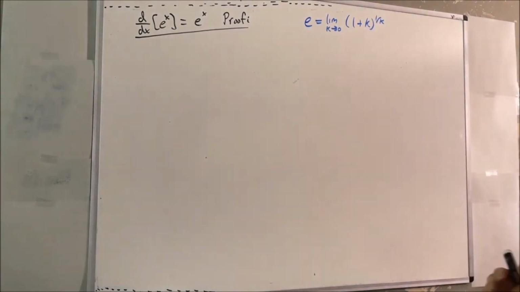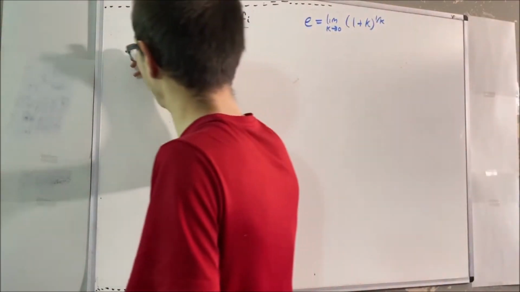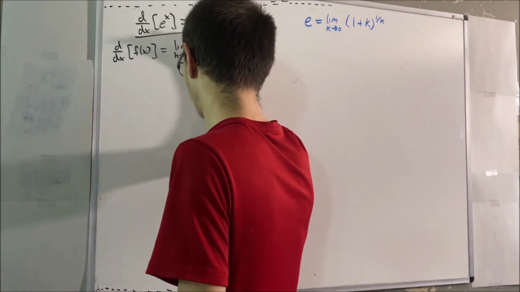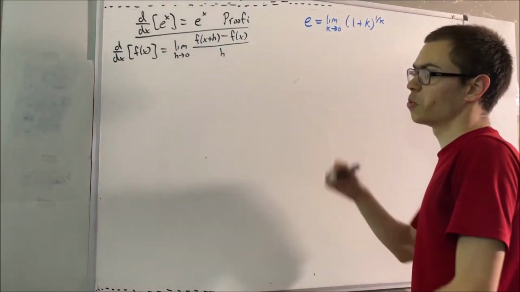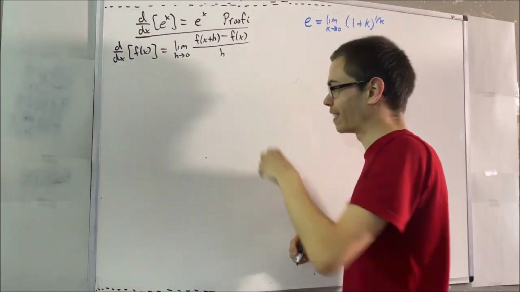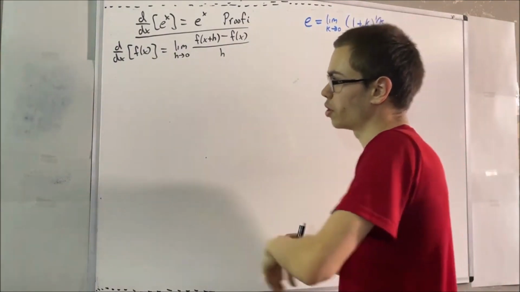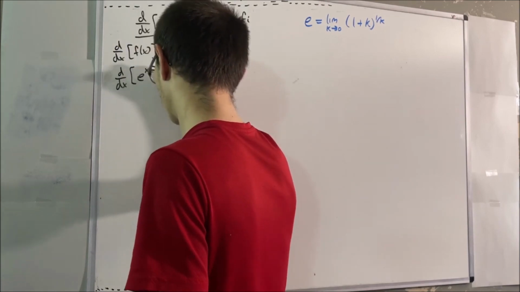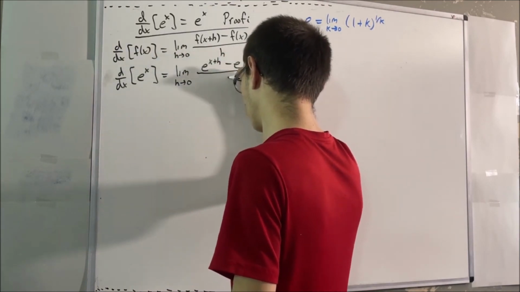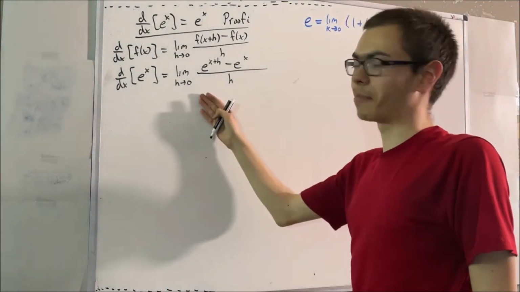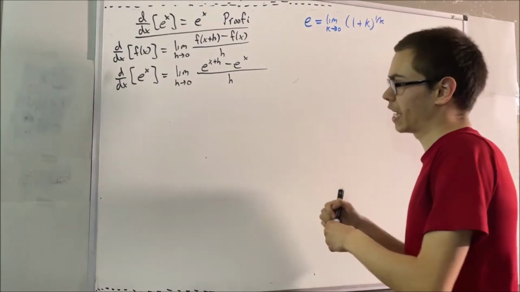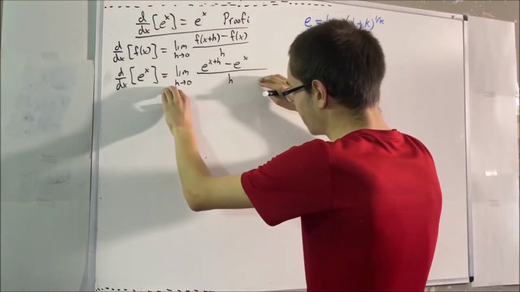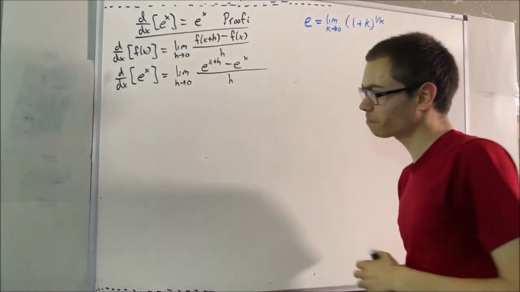Well, we could start out with the definition of a derivative. So this is the definition of a derivative expressed as a limit. And so we're just going to replace our function with e to the x. And so this is the limit that we have to evaluate. We essentially have to prove that this limit is equal to e to the x.